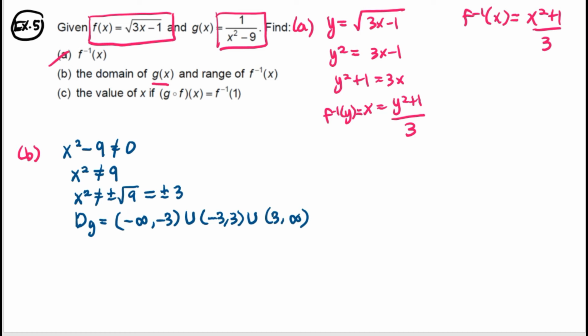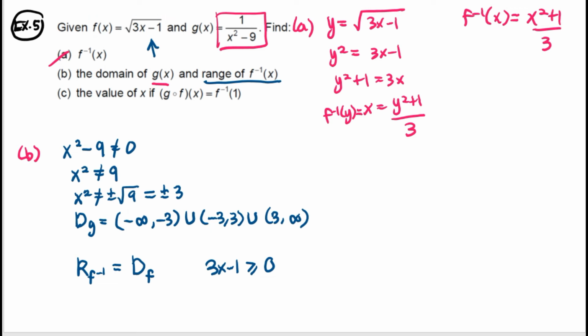What about the range of f inverse? To find the range of f inverse, we recall that the range of f inverse is the same as the domain of f. So look at this function. What is the domain of f? We cannot have a negative number inside the square root, so 3x minus 1 should be greater than or equal to 0. Simplifying, x should be greater than or equal to 1 over 3. So the domain of f is from 1 over 3 until infinity. Right, so we are done with the second question.